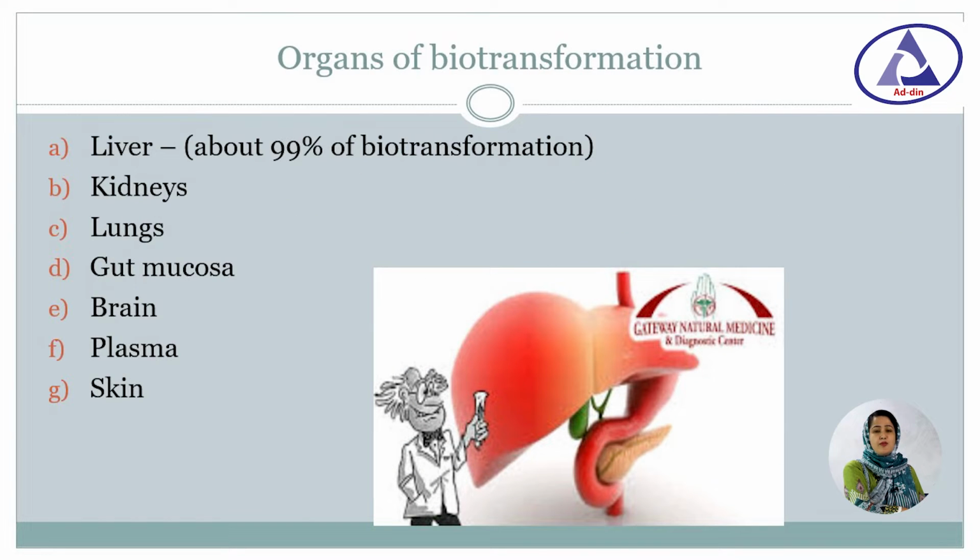The organs of biotransformation. We know the major organ of biotransformation is liver. About 99% biotransformation occur in the liver, but other organs are also involved in biotransformation. The other organs are kidney, lungs, gut mucosa, brain, plasma and skin.